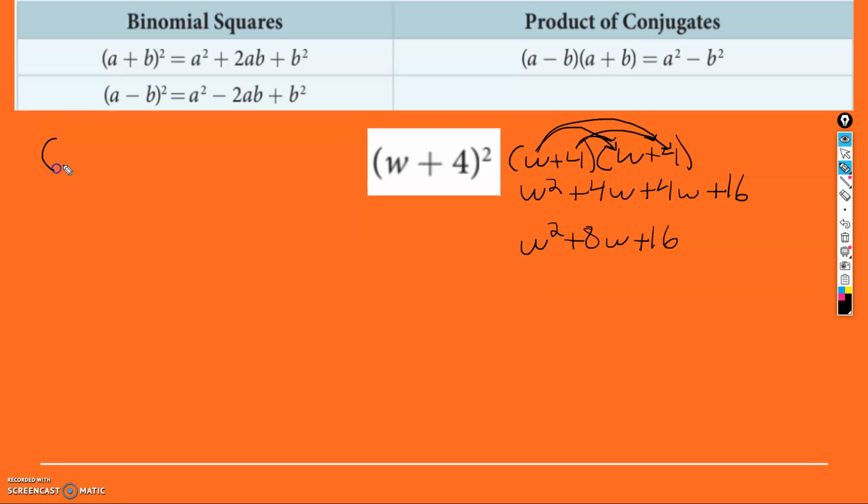So how to use the formula? Okay, well, we have (w + 4)². So w is our first entry, so that's our a. 4 is our second entry, so that's our b.